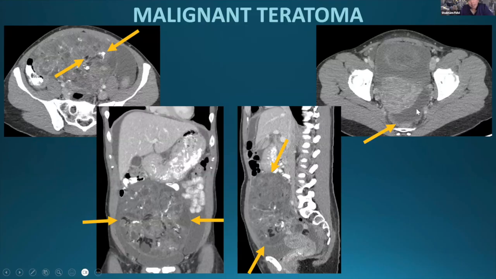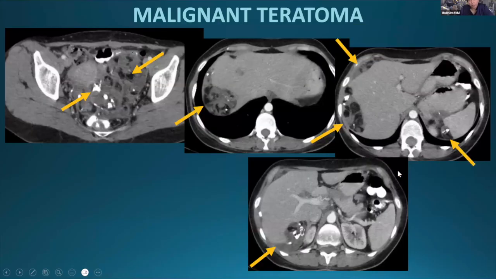The patient also has ascites. You can see a little bit of peritoneal enhancement in the posterior cul-de-sac. So this patient had a malignant teratoma that was confirmed on pathology.